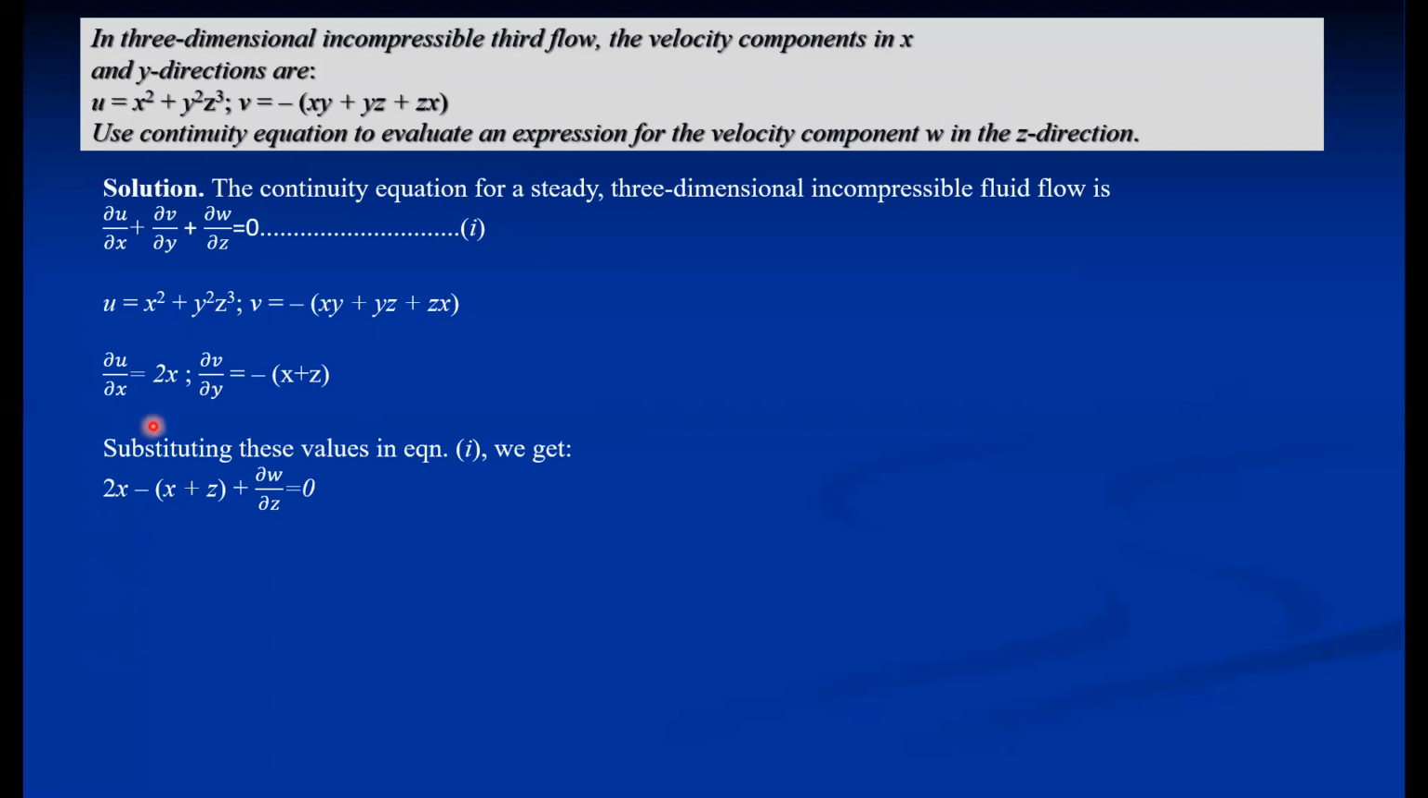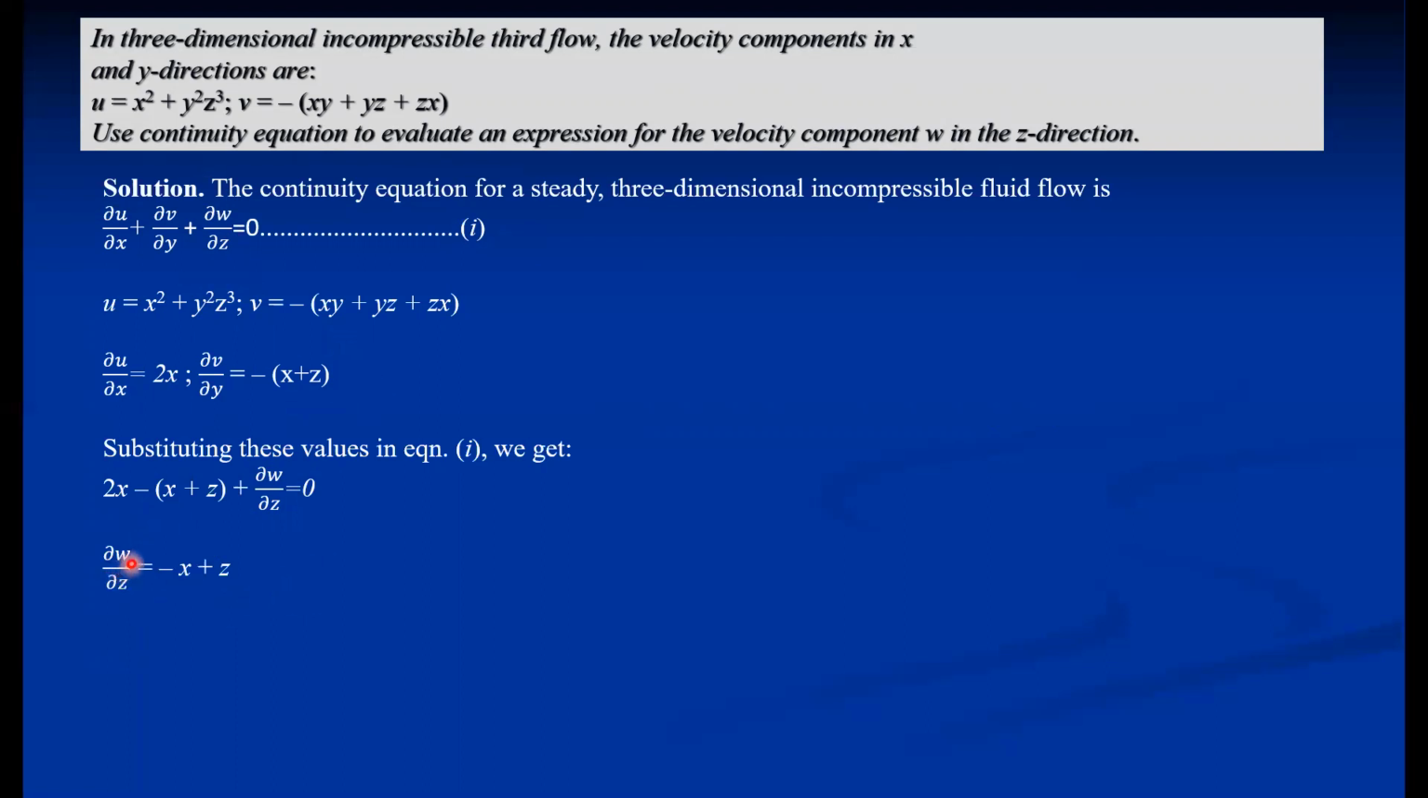Now that's why we can put ∂u/∂x and ∂v/∂y. And as we have to calculate the third component, we keep it as it is, that is ∂w/∂z equal to 0. So rearranging, we get ∂w/∂z is equal to minus x plus z.